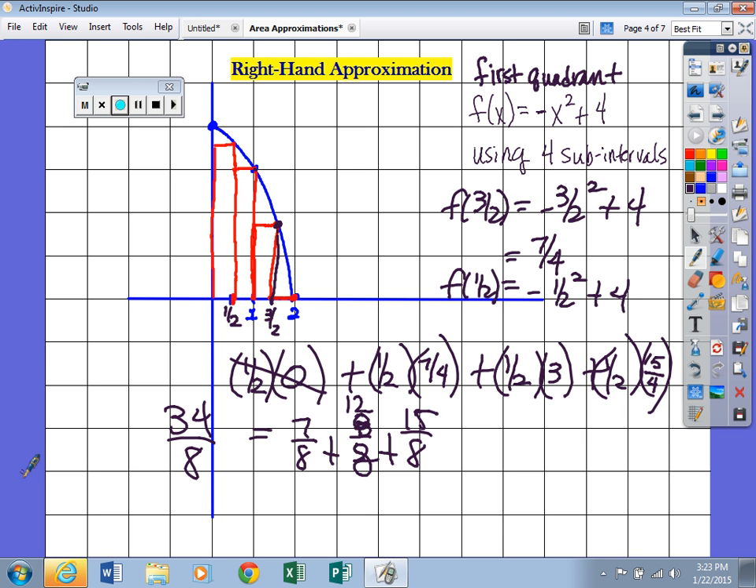So the last approximation was 6 1/4, it was too big. This one is about 4 1/2, which is too small. So we know our answer is going to be between this one, a 4 1/2, and the other one, which was 6 1/4. Yes, sir? So to find the exact area, we can just average? We'll find that out tomorrow.